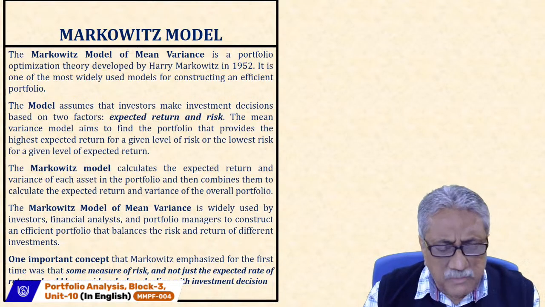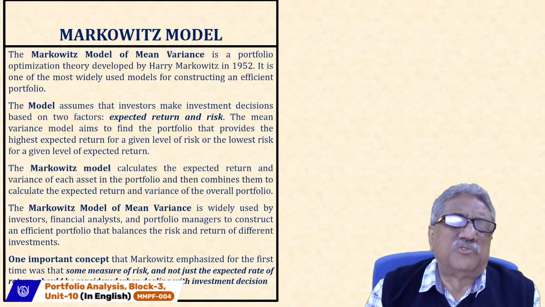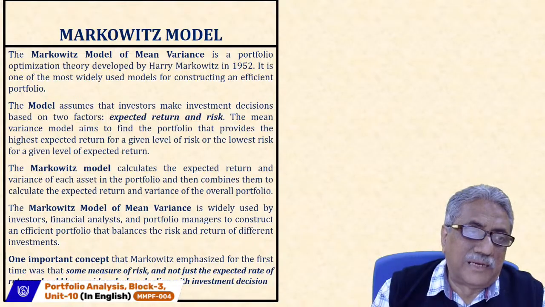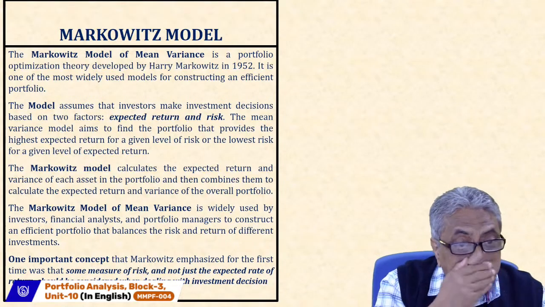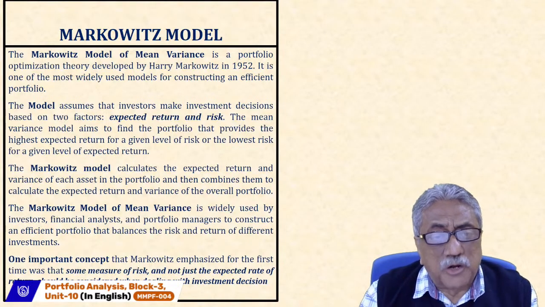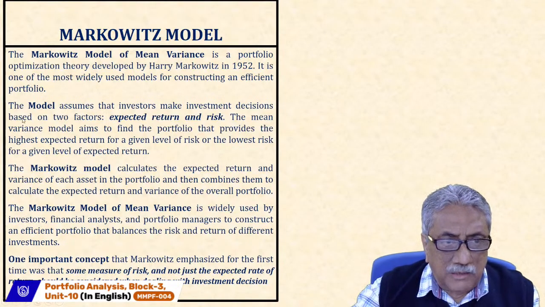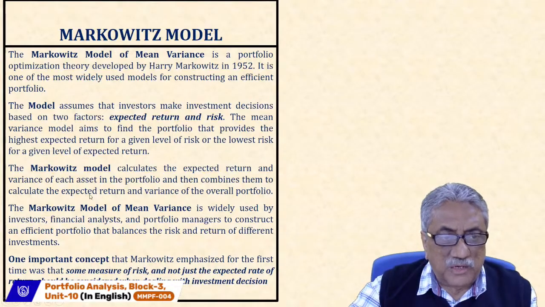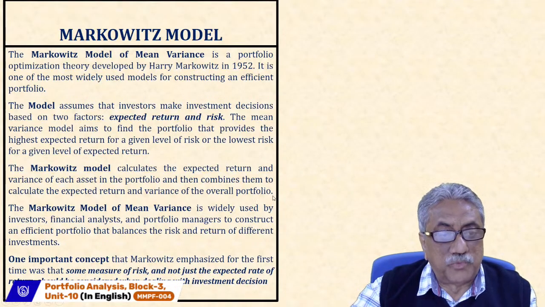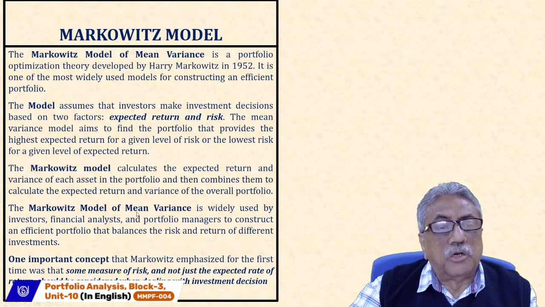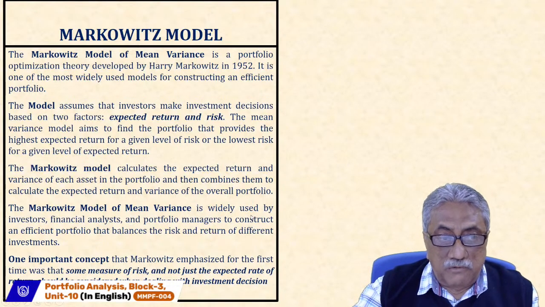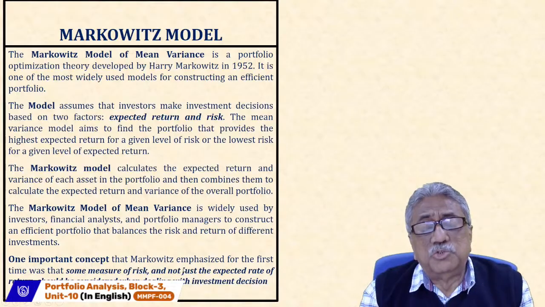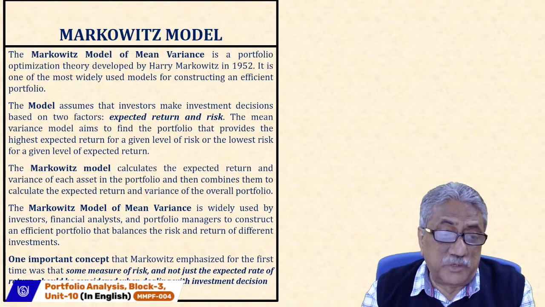As I told you, if I am expecting 15% return, what is the lowest risk? Or if I am ready to take risk X, what is the maximum return I can get? That's what the model says. The beauty of the model is this. The Markowitz model calculates the expected return and variance of each asset in the portfolio, and then combines them to calculate what we have discussed so far, expected return and variance of the overall portfolio. Finally, the Markowitz mean variance model is widely used by investors, financial analysts, portfolio managers. So this model is very much used by mutual fund managers, portfolio managers, and others.